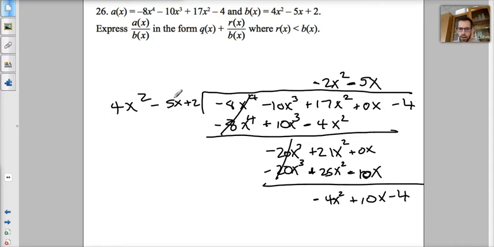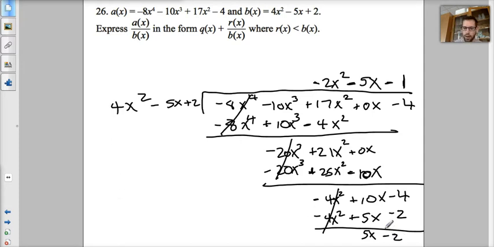All right, and one last time here. So 4 goes into negative 4, negative 1 times, and now I distribute. Negative 1 times negative 4 is negative 4x squared. Negative 1 times negative 5 is a positive 5x. Negative 1 times negative 2 is negative 2 minus 2. All right, those cancel. 10 minus 5 is 5x. And negative 4 minus negative 2 is like negative 4 plus 2, which is a negative 2. So that is going to be my remainder.